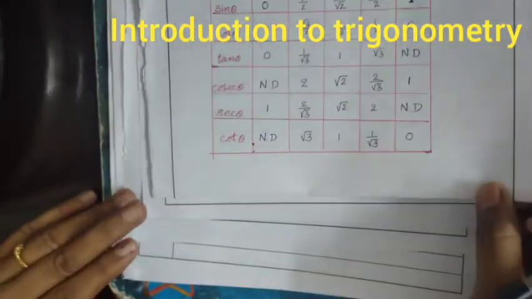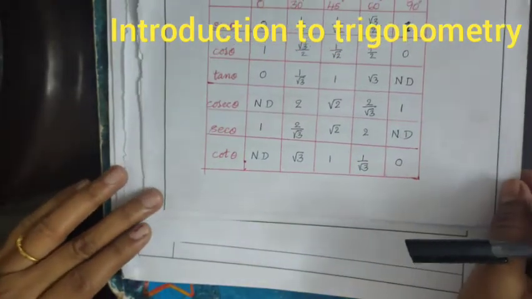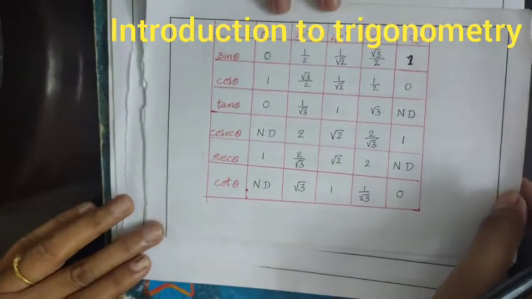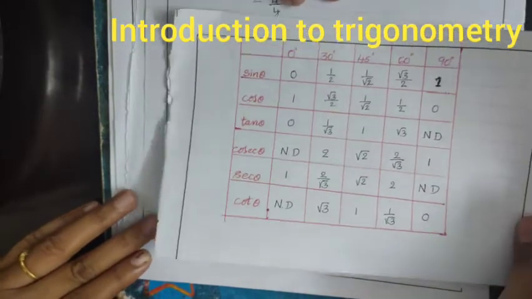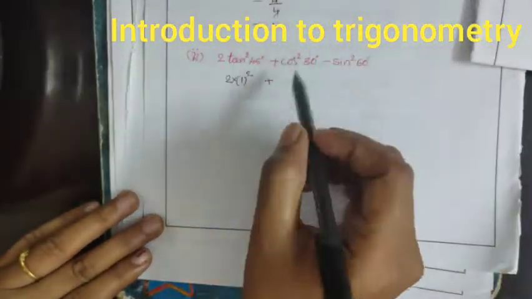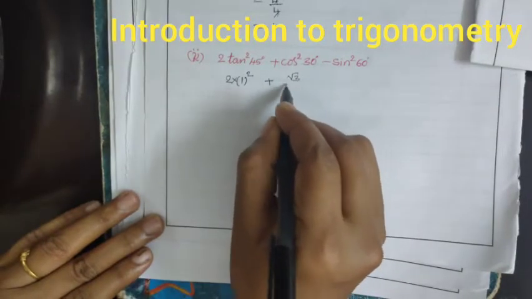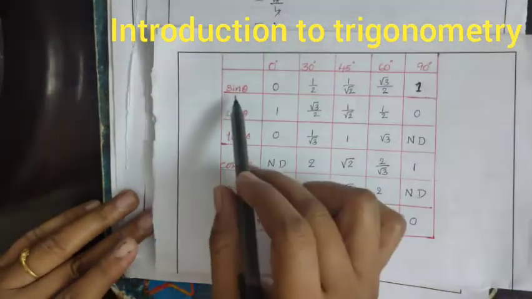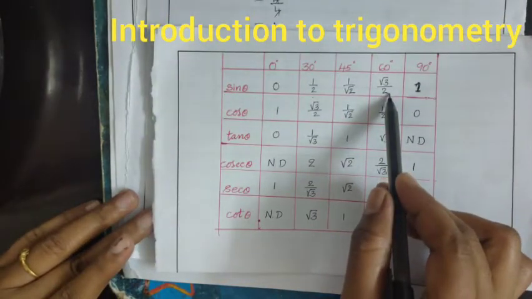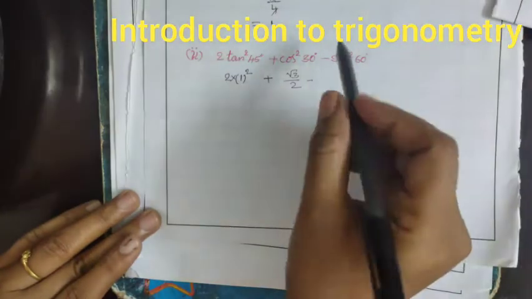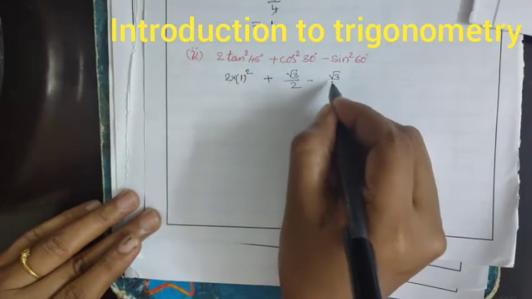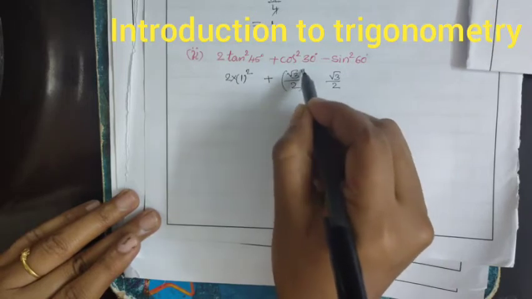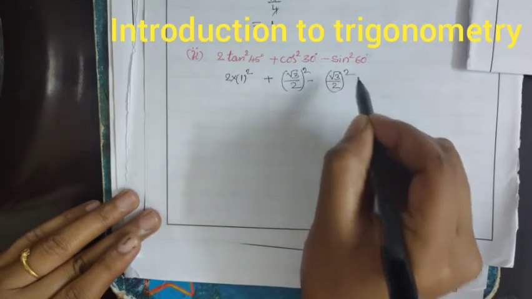So now look at this one. Cos 30 degree is root 3 by 2. So write root 3 by 2. So cos 30 is root 3 by 2 minus sin 60. Now look at this one. Sin 60 is root 3 by 2. So write root 3 by 2. Okay. So now we can square them. Here square is there. So square, whole square.